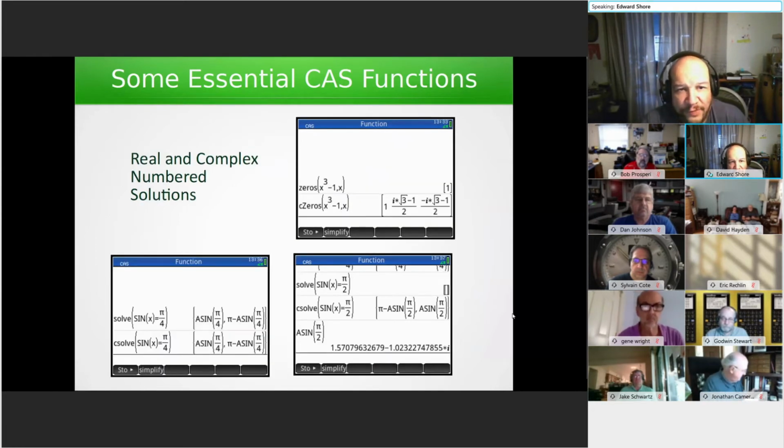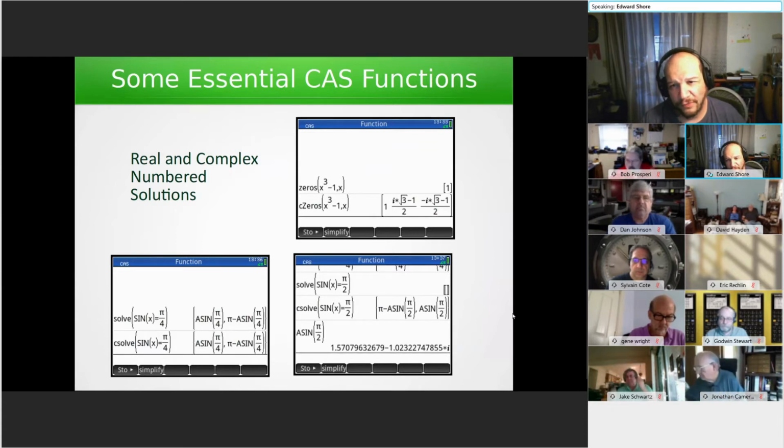You also have real and complex solutions. Now, this is primarily determined by four functions. If you want to find the roots of a function, there's zeros for real roots and cZeros for complex roots. Then it's expanded to the more generic solver. So you have solve for real roots and cSolve if you want to involve complex roots.